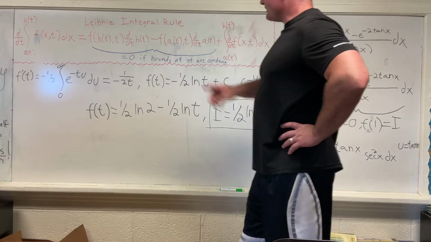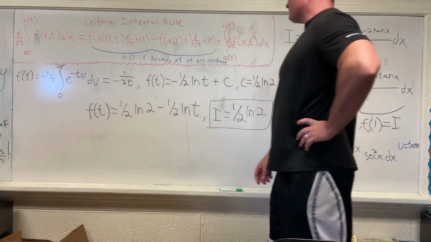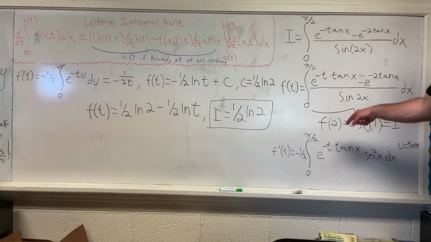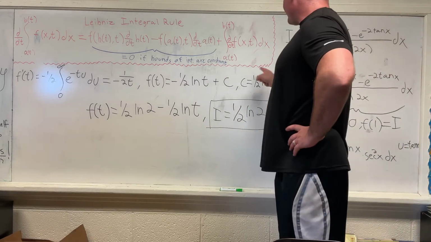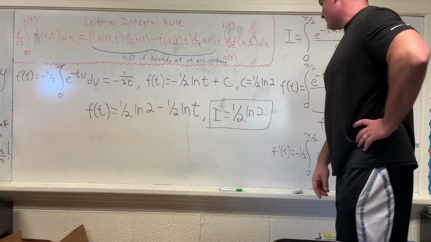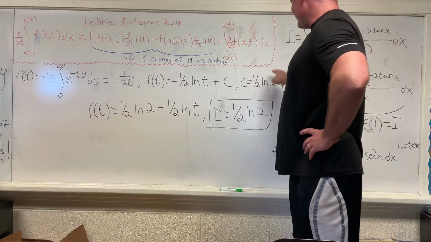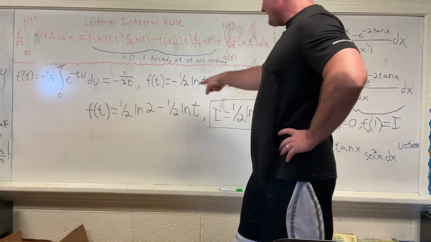Integrating both sides of that will give that f of t is equal to negative 1/2 the natural log of t plus a constant of integration. Using the fact that f of 2 is equal to 0 will give us a value for c of 1/2 natural log 2. Plugging this in for c right there will give us our final expression for f of t.